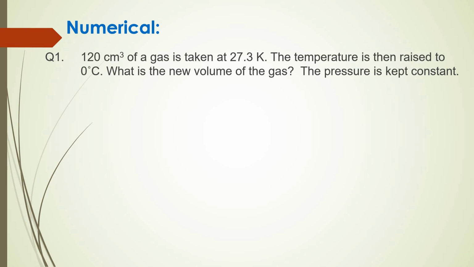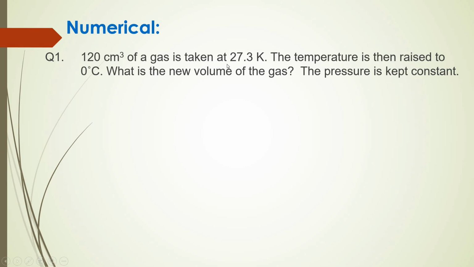Question number 1. 120 cm³ of a gas is taken at 273 Kelvin. This is an absolute scale. The temperature is then raised to 0 degrees Celsius. What is the new volume of the gas? The pressure is kept constant. So whenever pressure is kept constant, it is Charles' law.